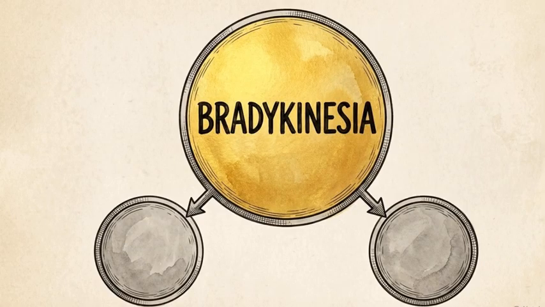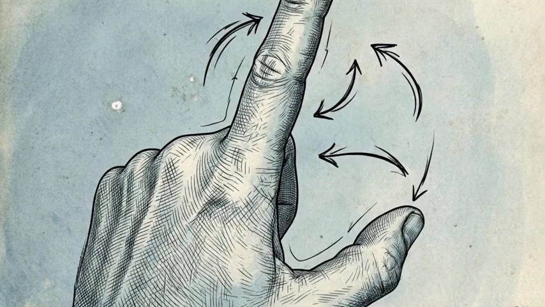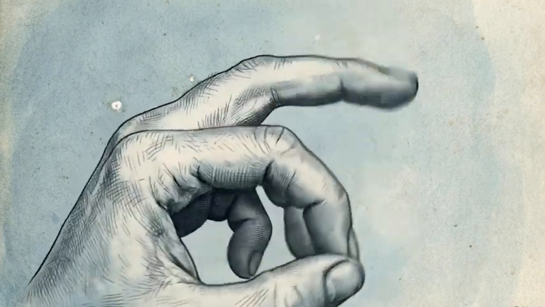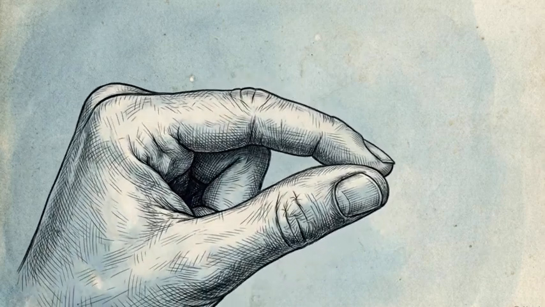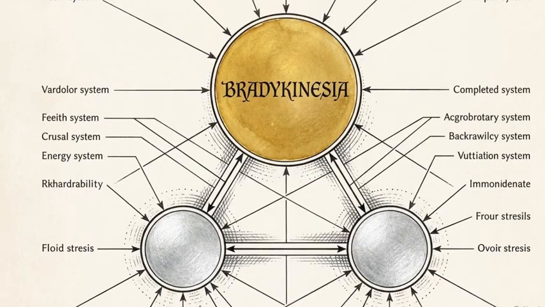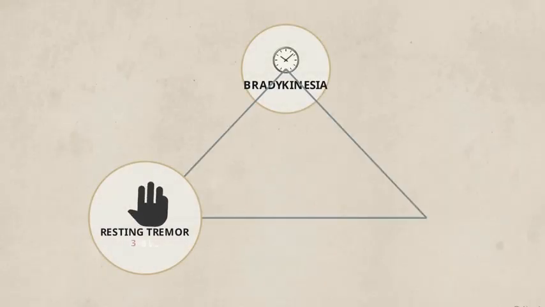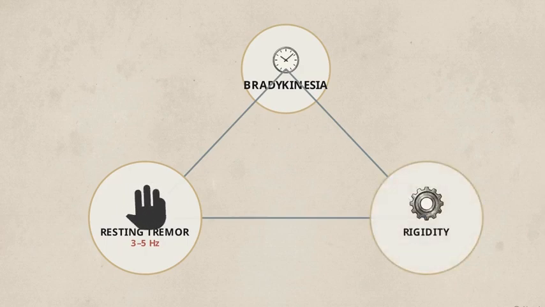The absolute, non-negotiable core feature is bradykinesia. This is a progressive slowness of movement accompanied by a decay in amplitude as the patient attempts repeated actions. Accompanying this core are the secondary clinical manifestations. These typically include a resting tremor, beating at roughly 3 to 5 Hz, and increased muscle rigidity, often presenting as a cogwheel or lead pipe resistance during examination.